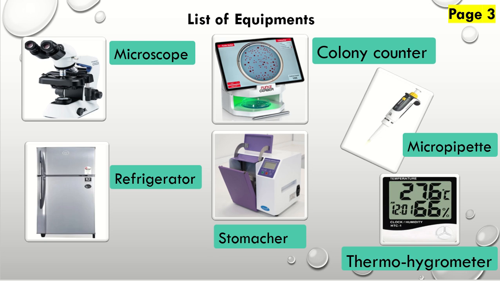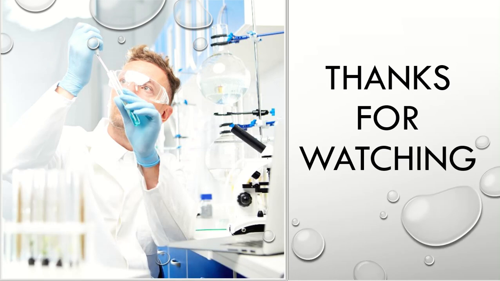Further, we need micropipettes for transferring of cultures from one place to another, and the thermohygrometer. This one is the most important thing. Also for a safer environment, we need to check whether our humidity levels and temperature levels are according to the requirements or not. This one is all the basic equipment that we need for our testing.